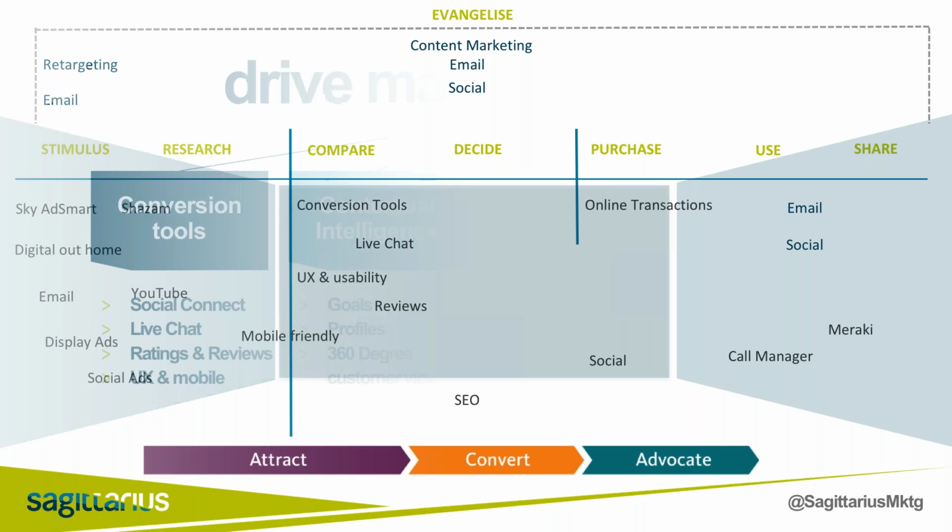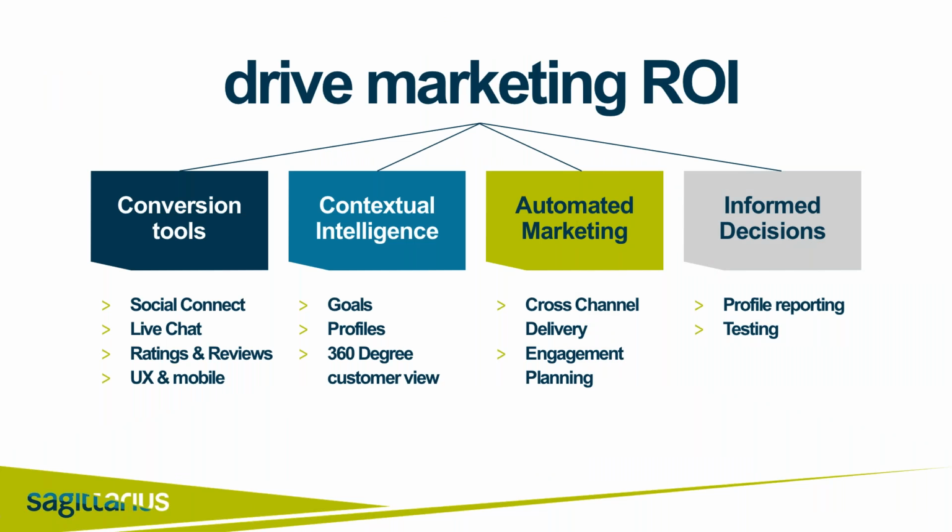So let's get back to how Sitecore can help. And really what we're doing in this webinar is going to look at how Sitecore can be utilised to drive that marketing ROI and leverage all of that spend and make it more efficient and turn those dropouts into conversions. So I'm going to break it down into 4 main areas here. So we've got a quick look at conversion tools, a little bit about contextual intelligence, a bit about automated marketing, and some information on informed decisions.